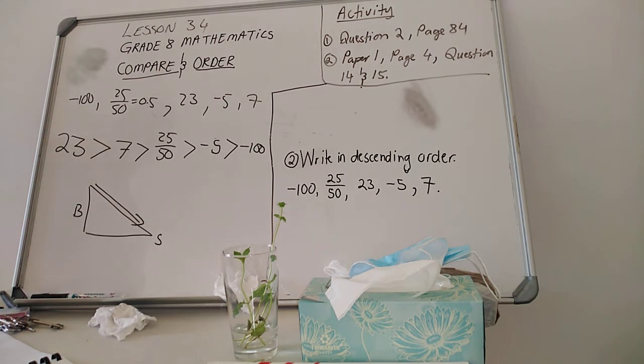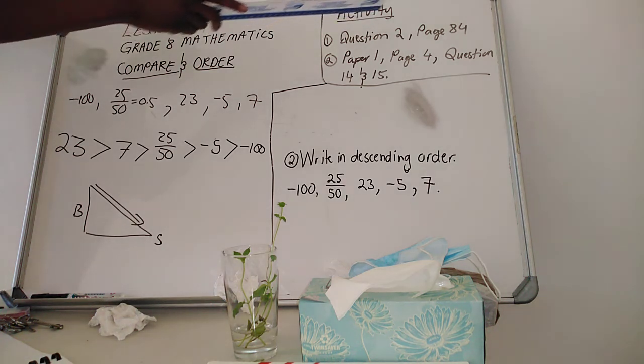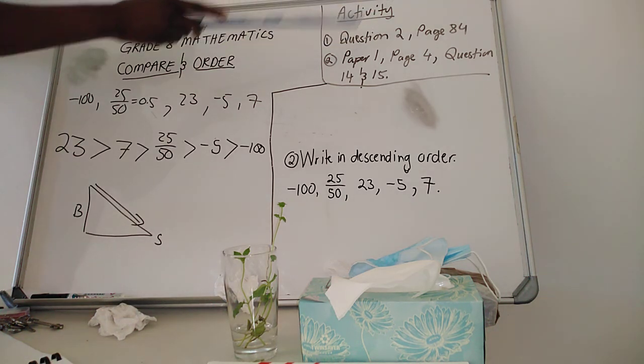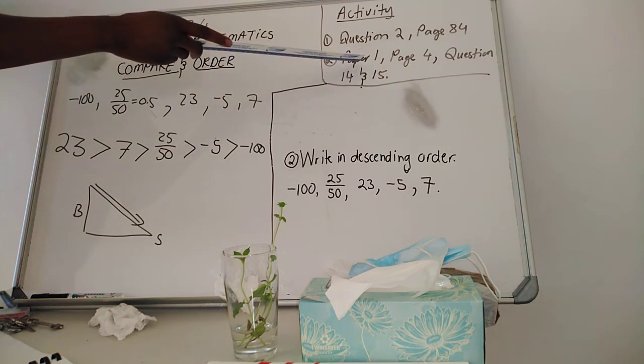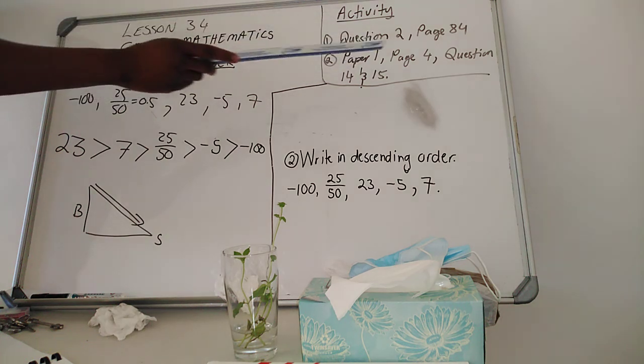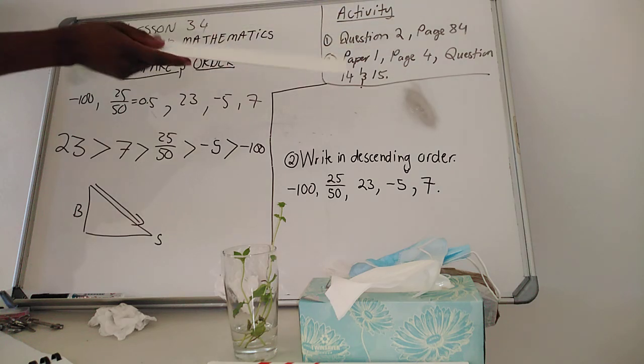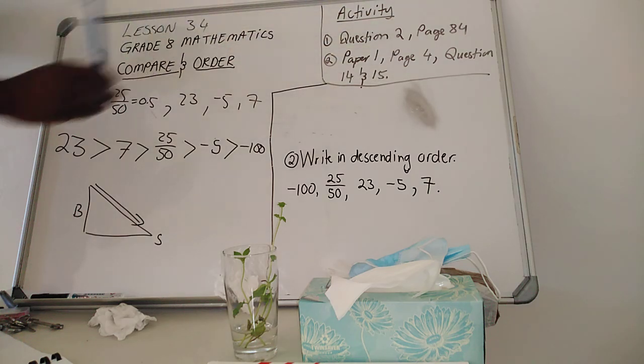All right, so the learners that have the study guide, please go to page 84, and I want you to do question 2. And then for activity number 2, there is paper 1 in that study guide on page 4. Please carry out or do question 14 and 15.